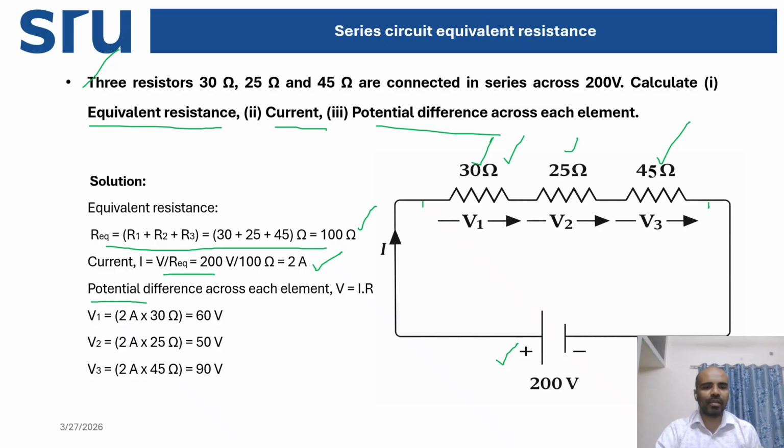Now we need to calculate the voltage drop across each resistor. Here the same amount of current is flowing through this circuit. As we already know, in a series connection the same amount of current flows through each circuit element. So here 2 ampere current is flowing through the 30 ohm resistor, 25 ohm resistor and 45 ohm resistor. So what is the voltage drop across these three resistors? Simply by Ohm's law, V equal to IR.